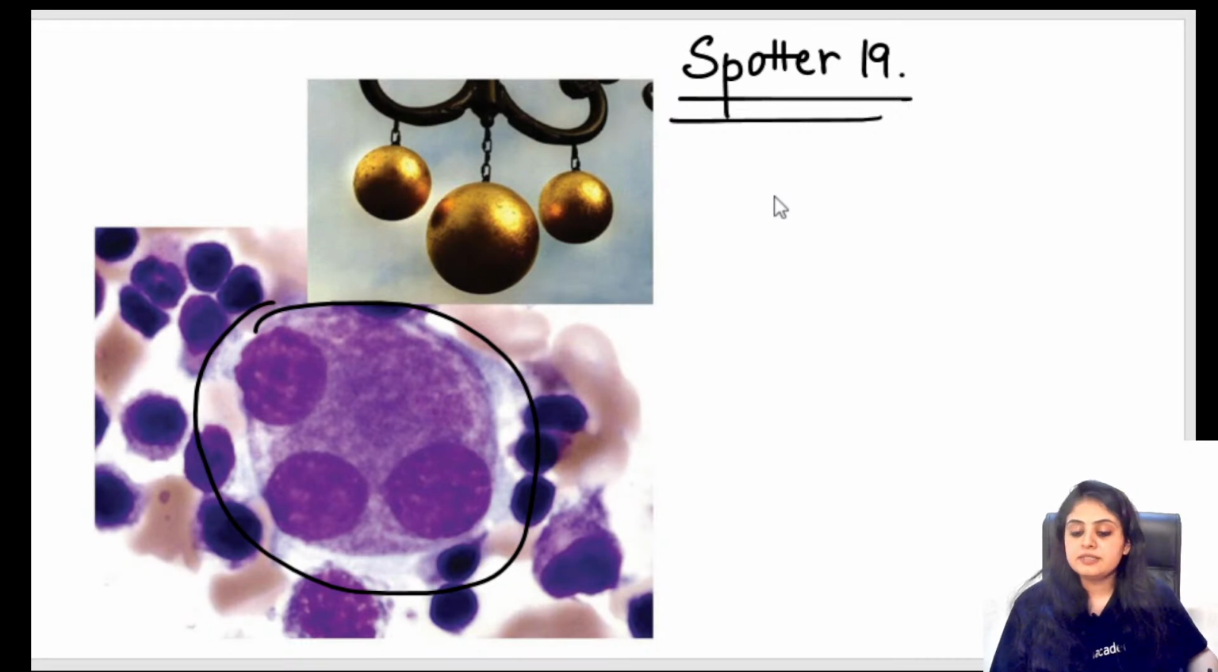Okay, so I'll tell you, multiple myeloma, no. Multiple myeloma would have plasma cells. I don't see any plasma cells. CDA, no. These are not erythroblasts. Okay, I'll give you a hint. This is a type of a megakaryocyte.